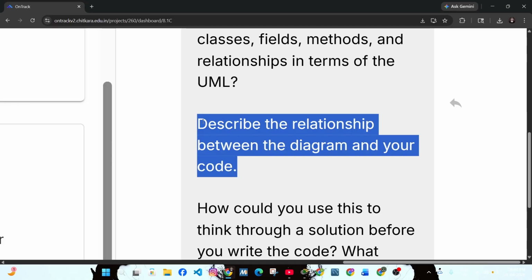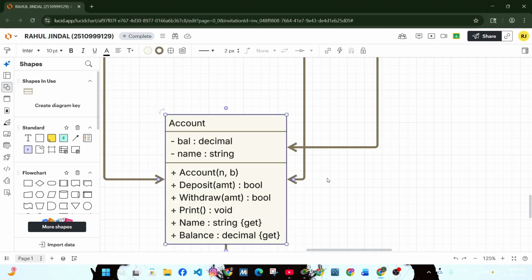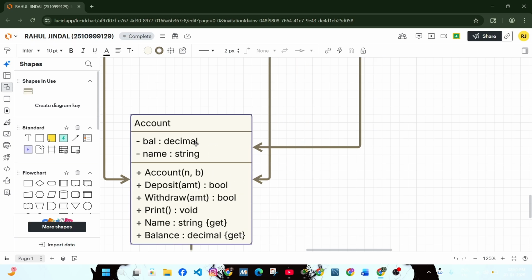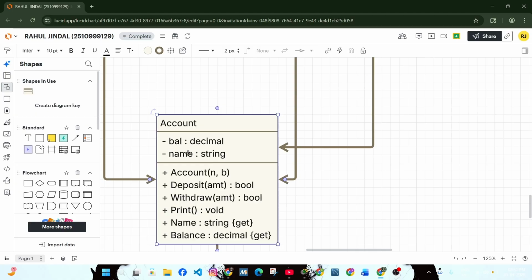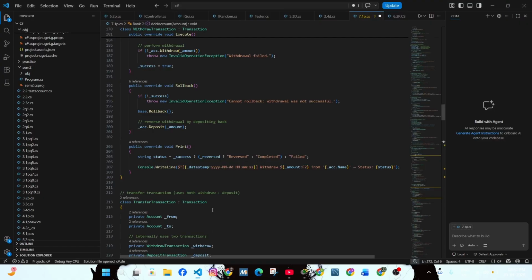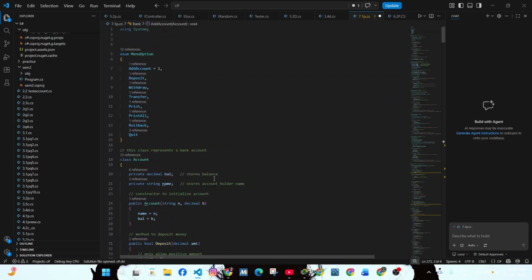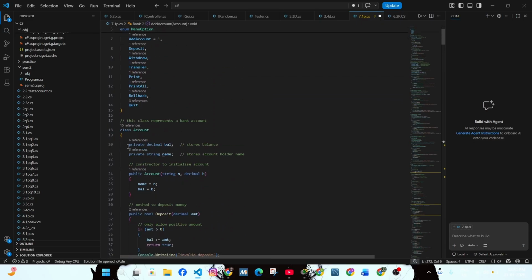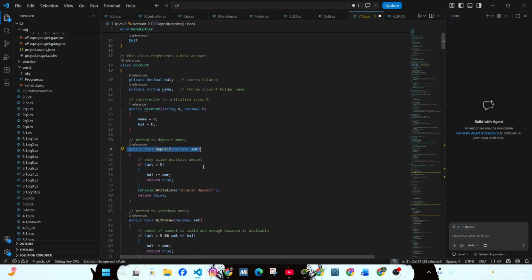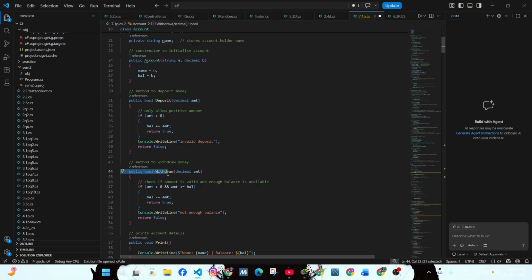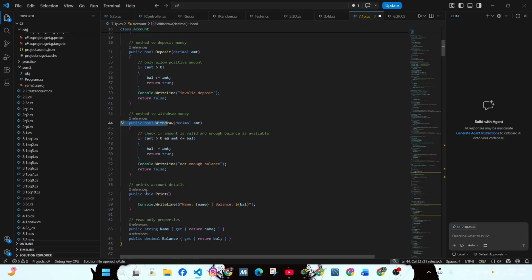Now I will explain the second question, which is, describe the relationship between the diagram and your code. As you can see here in this UML, the account class in UML is implemented in the code with the fields and these methods like this private decimal balance, this private string name. I will show you in my code. As you can see here in this account class, private decimal balance, private string name, and the methods like the public bool deposit, public bool withdraw, and this public static print.